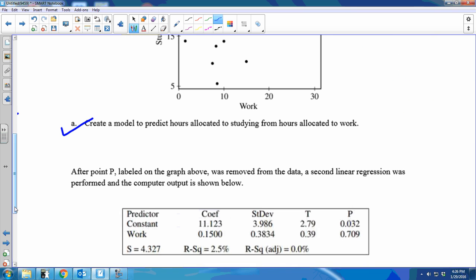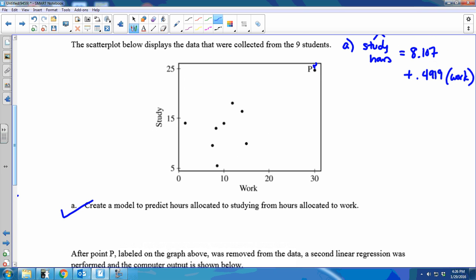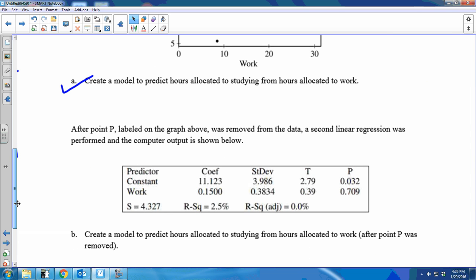Then it says, after point P, labeled on the graph above, was removed from the data. So here is point P, and they got rid of it. It's no longer there. A second linear regression was performed, and the computer output is shown below. Create a model to predict hours allocated to studying from hours allocated to work after point P was removed.